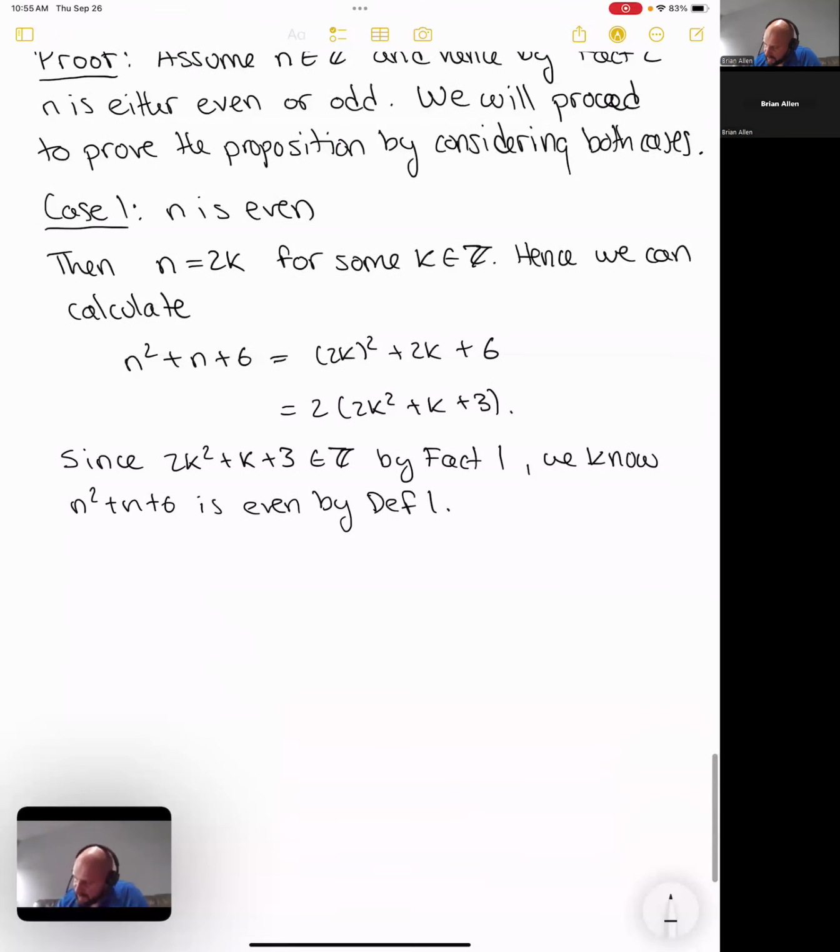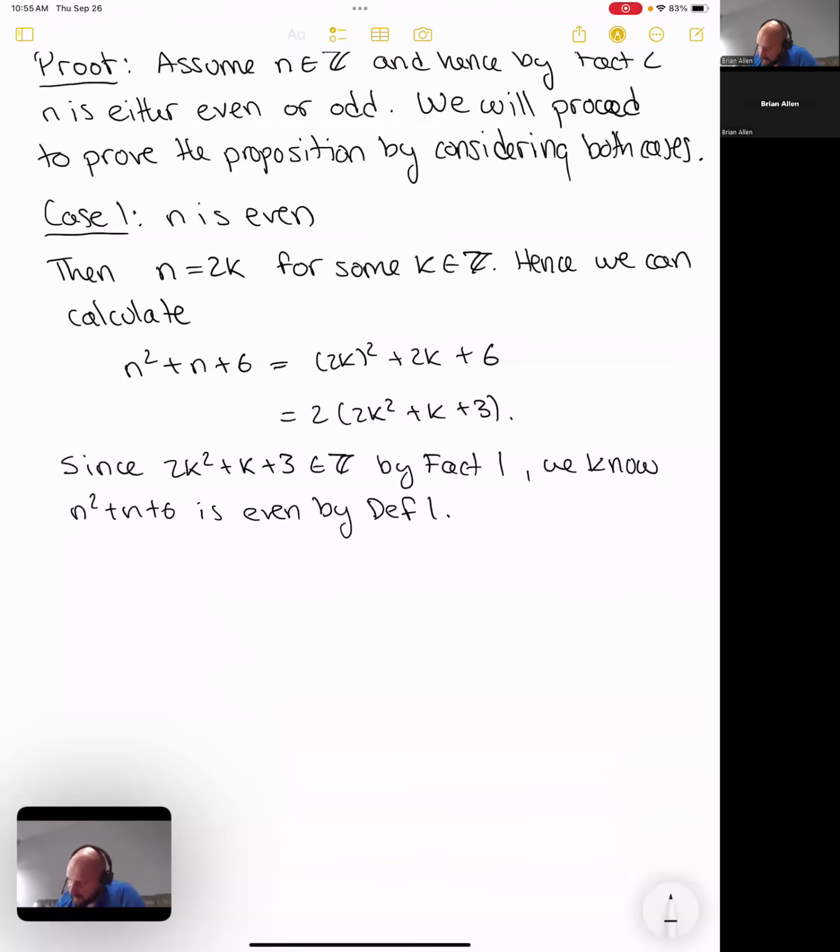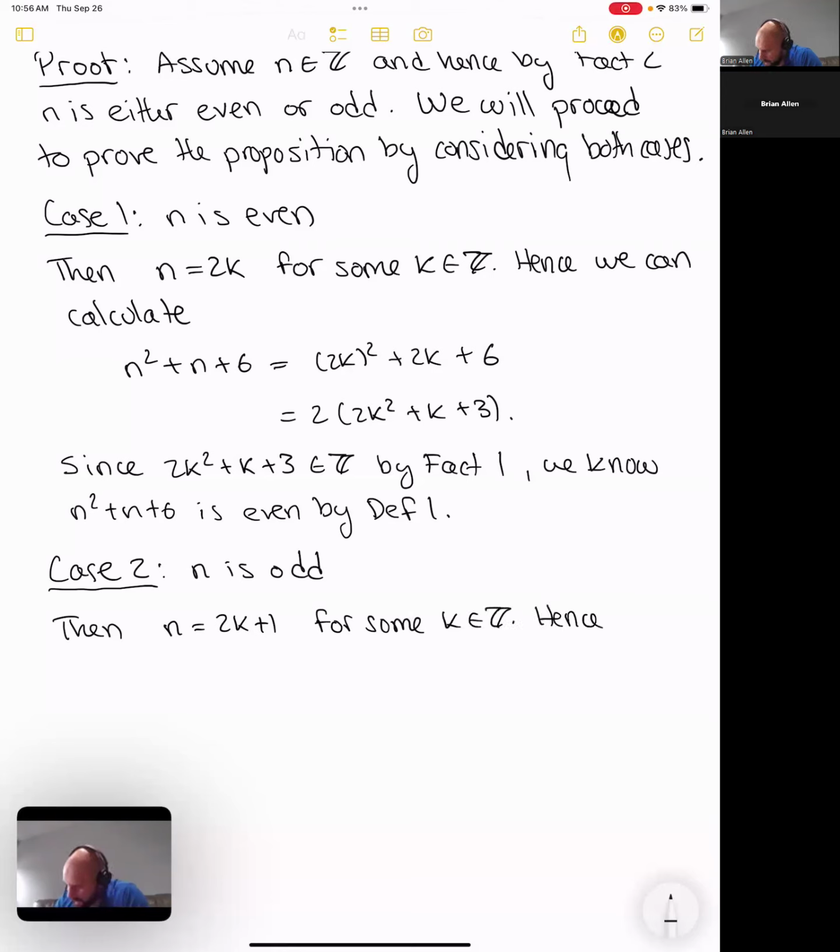Okay, so that's case 1. If n is even, then n squared plus n plus 6 is even. But that does not prove the proposition because that's not the only case, right? So now we have to go to case 2, which is the only other case, and that is if n is odd. Okay, so if n is odd, then n is equal to 2k plus 1 for some k. Hence, we can calculate.